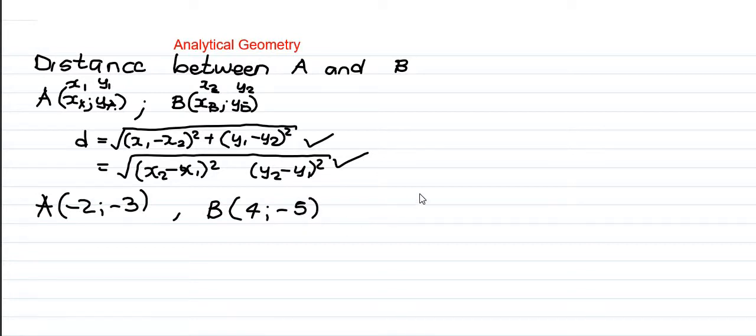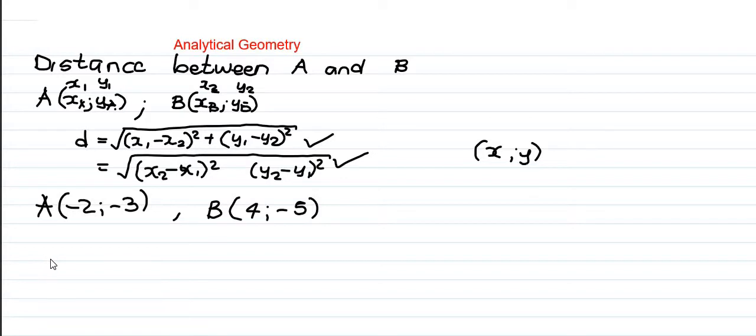So every time they refer to a point, we must understand that they are referring to it as x and y. Every time. So our x here will be minus 2, and then y will be minus 3. And then for B, x will be 4, and then y will be minus 5.